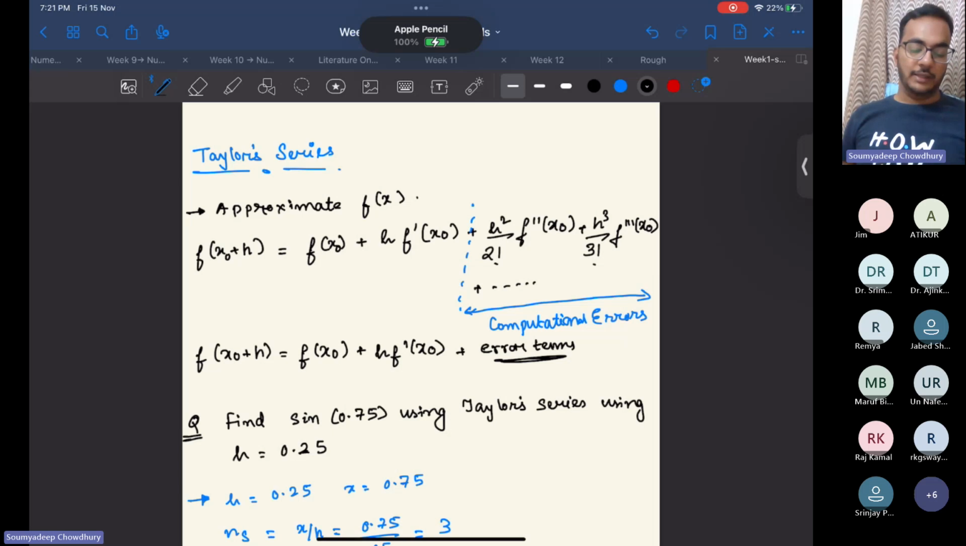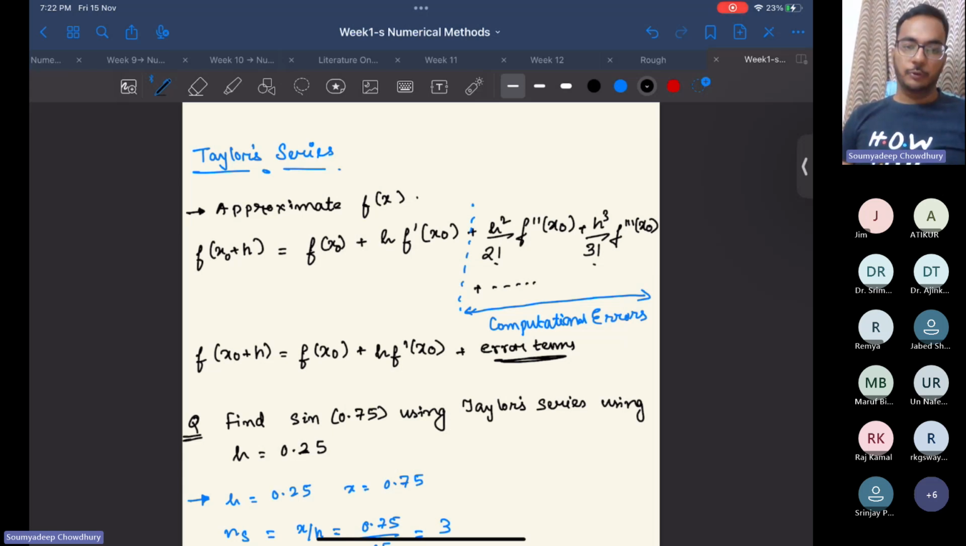Then we move to the Taylor series. So what is basically the Taylor series? Taylor series is used to approximate the value of a function at a particular point. Suppose you have a function f of x equals sine of x, and you want to find the value of sine x at x equals 0.75. So this is the formula: f of x naught plus h equals f of x naught plus h into f dash x naught plus h square by 2 factorial f double dash x naught plus h cube by 3 factorial f triple dash x naught.